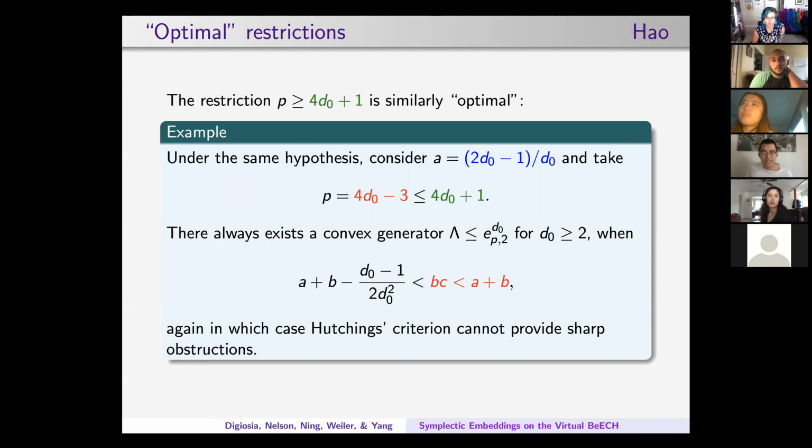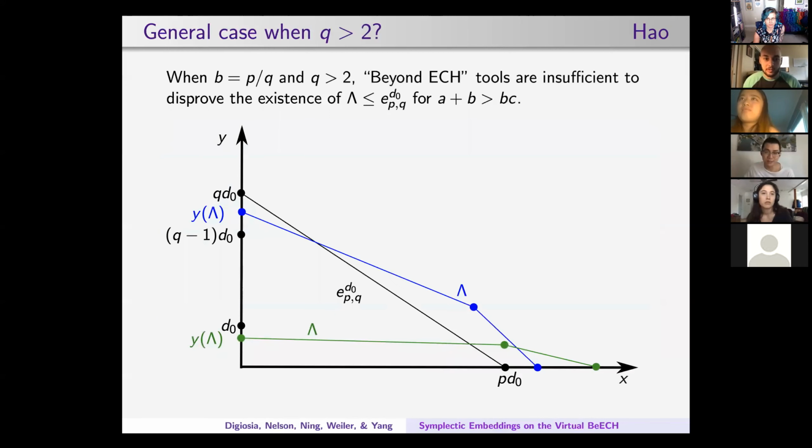I know here it says that we lower P to 4 d naught minus 3, but that's just because it's more convenient to write things out. In a similar sense, we always have this example, and we can never provide an obstruction if such an example exists. I will not go over this example in detail for the sake of time.